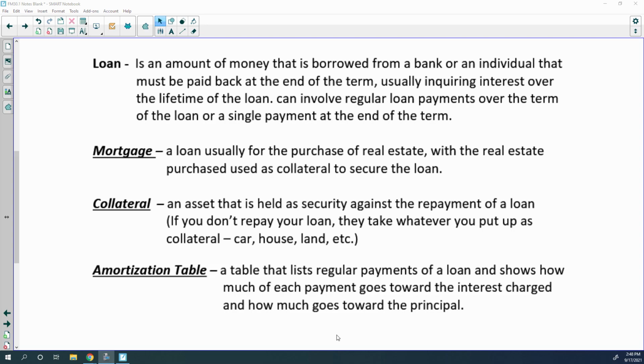And one thing we're going to be working with is amortization tables. This is a table that lists regular payments of a loan and shows how much of each payment goes towards the interest charge and how much goes towards the principal.